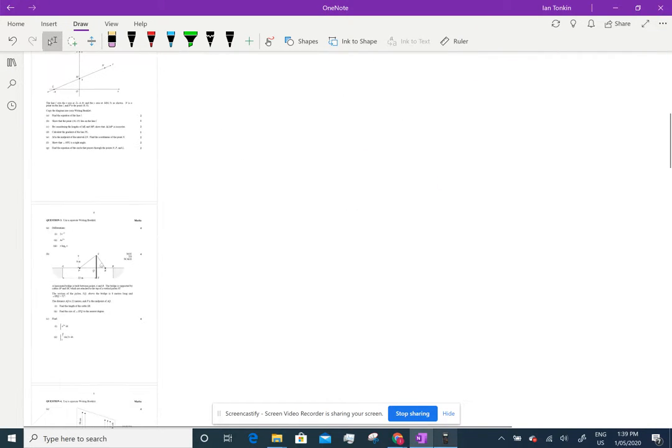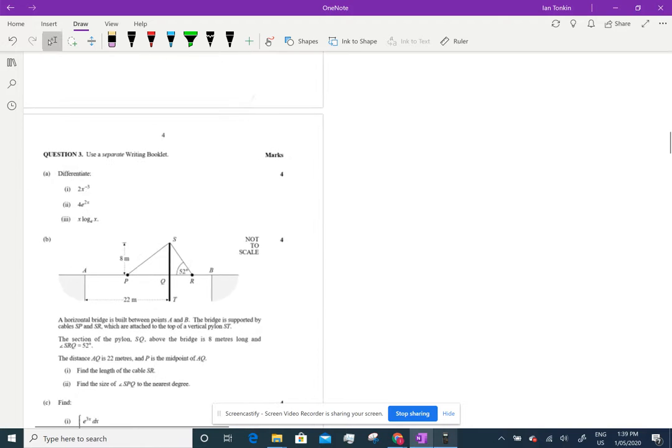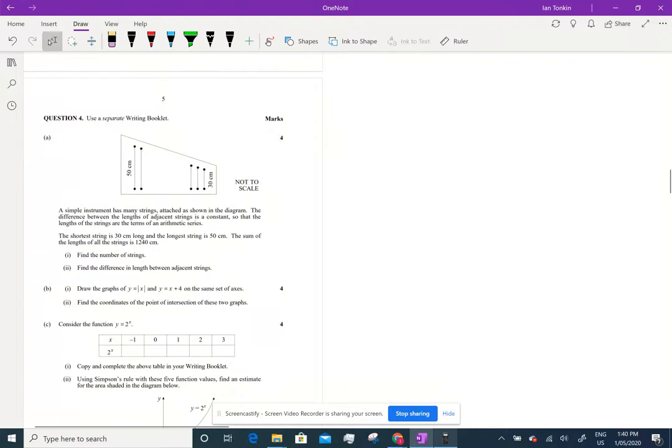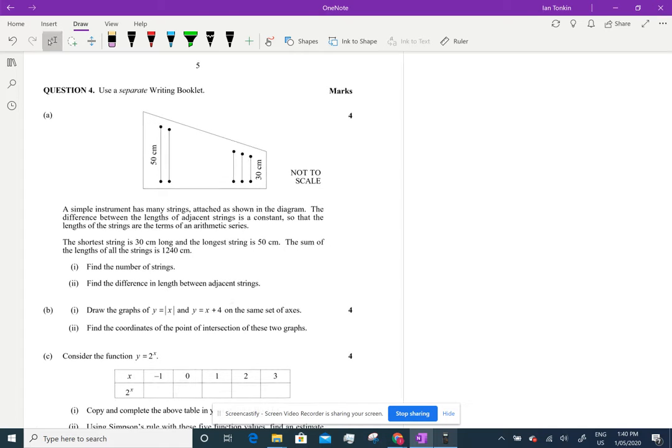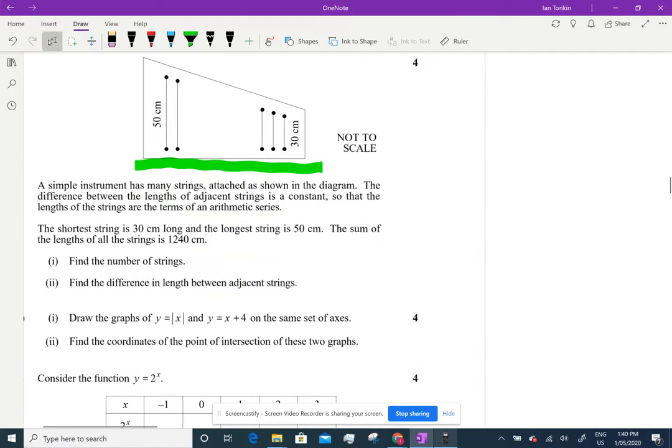The next one was 1995, and it was question 4a. So here it is. Now, when you're doing these ones, you can set it up how you like. Just because they've gone this way from left to right doesn't mean you have to go that way. So let's read it. A simple instrument has many strings. They don't tell us. Oh, yeah, they do. Oh, no, they don't tell us how many strings.